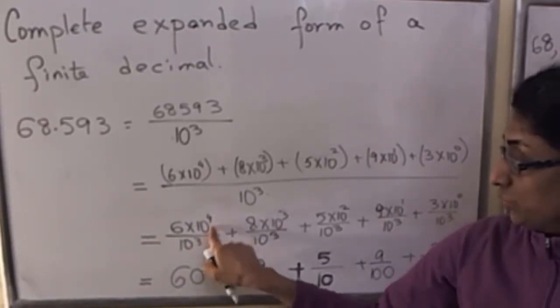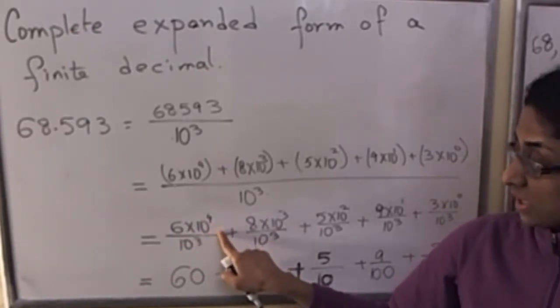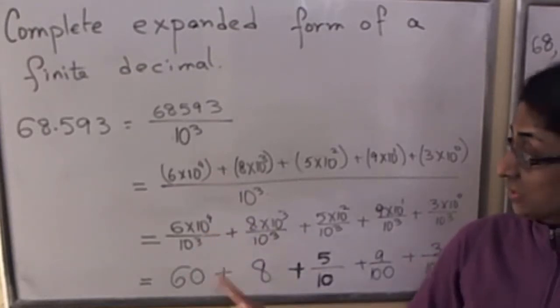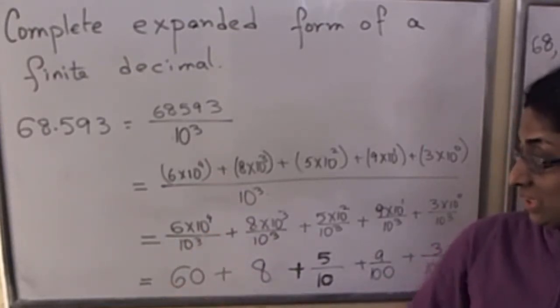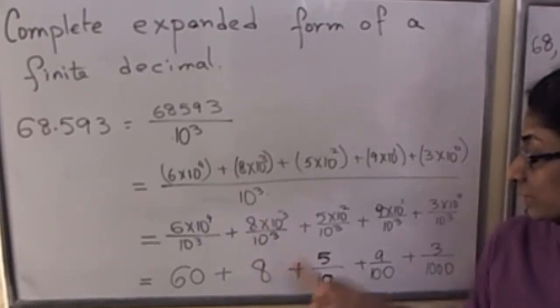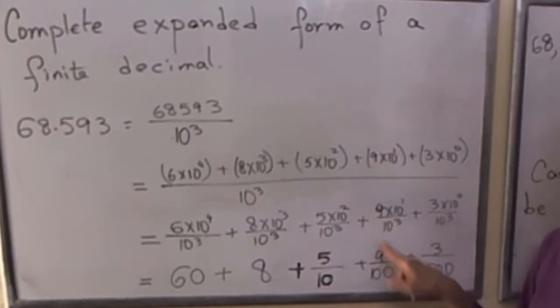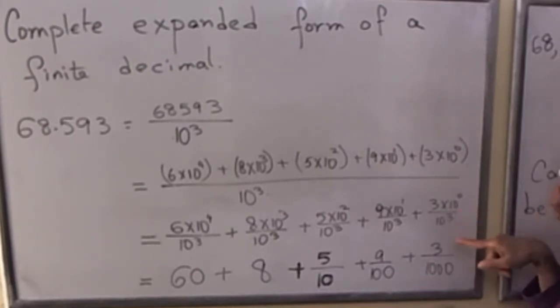6 times 10 to the 4 over 10 cubed. The 10 to the 4 is 10 cubed times 10. The 10 cubes by cancellation law cancel out, and what you get is really a 60. With similar reasoning, convince yourself that this is simply 8, and here 10 cubed is 10 squared times 10. By cancellation law, we can cancel the 10 squared common factor, and we would get 5 over 10. And here with similar reasoning, 9 over 100, and with similar reasoning, 3 over 1000. Remember, 10 to the 0 is really 1 by definition.